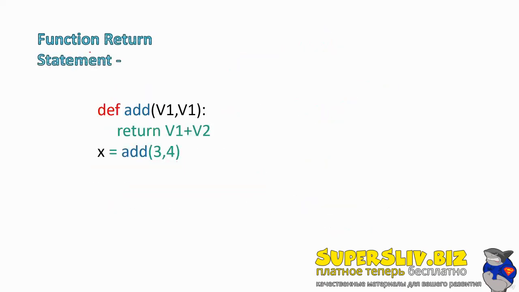Now let us take a look at the return statement. Imagine if you want to store the output produced by a function in a variable, then we can use the return keyword. In this example, we are passing v1 and v2 as arguments, then calling function add by passing values 3 and 4. Then the sum will be stored within x. Here x will be equal to 7.